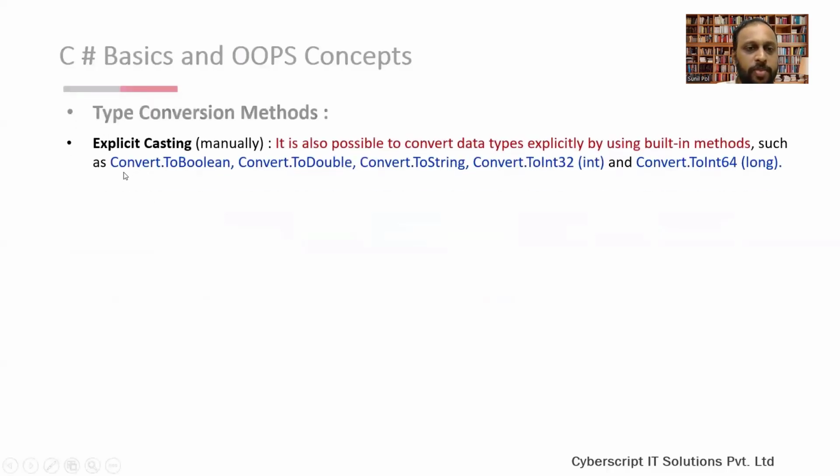So what are the explicit type conversion methods? In explicit casting, it is also possible to convert data types explicitly by using built-in methods. C# provides some inbuilt classes and methods to convert data from one data type to another data type, such as Convert.ToBoolean, Convert.ToDouble, Convert.ToString, Convert.ToInt32, and ToInt64, that is nothing but long.